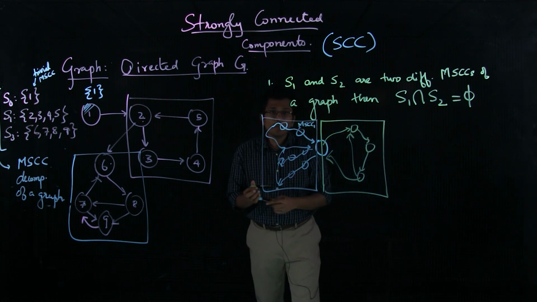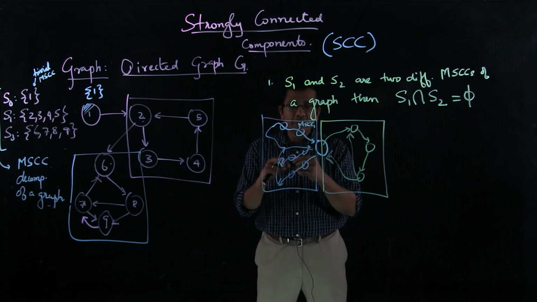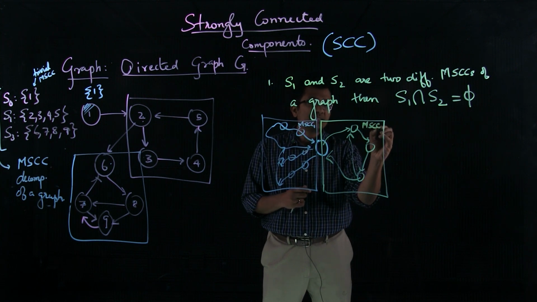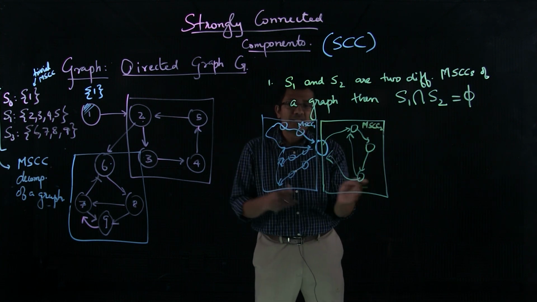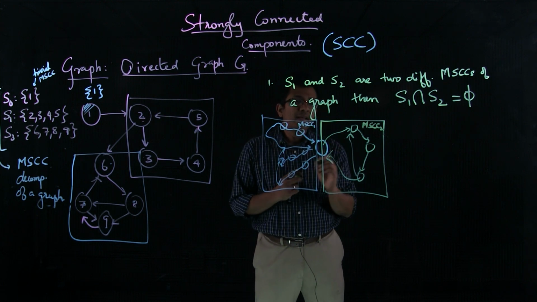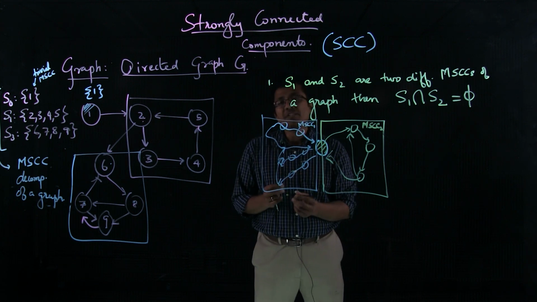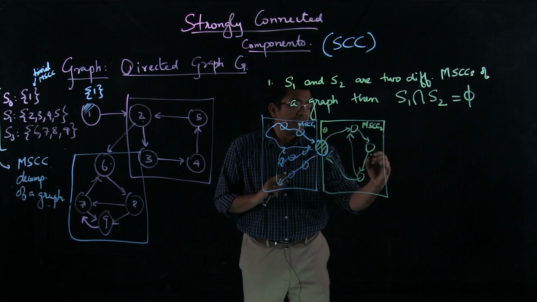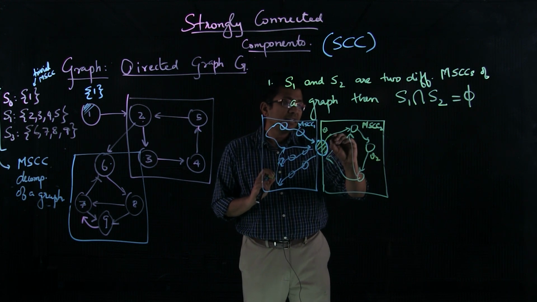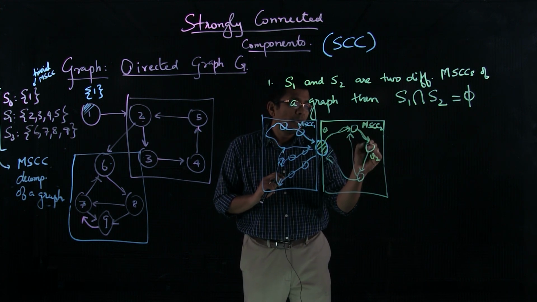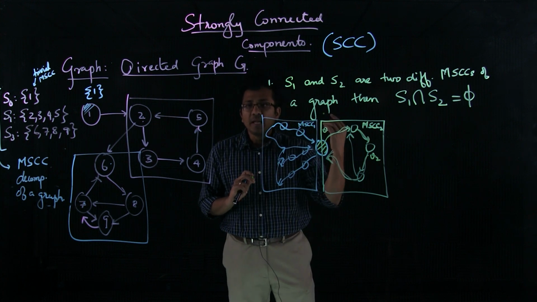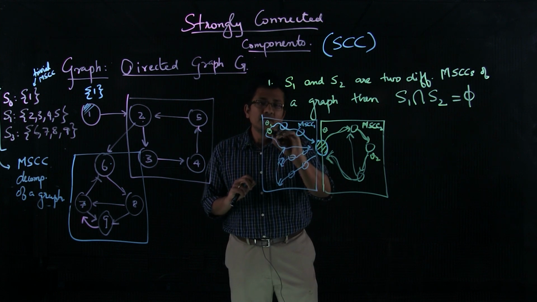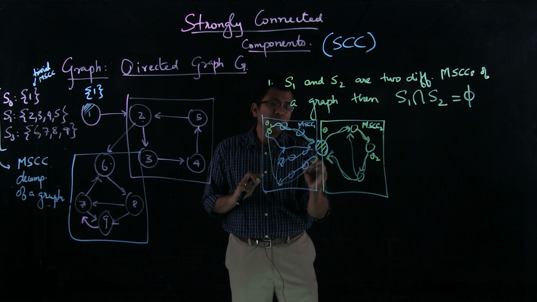Now the problem here is that suppose I had two different MSCCs, so they are not both the same. At least something is different. But let us say that they have at least one vertex in common. Let's call this vertex V. If I take any V2 in the second MSCC, there is a path from V to V2 and V2 to V. That is why it's an MSCC. Likewise, if I took a vertex V1 here, there is a path from V1 to V and V to V1.